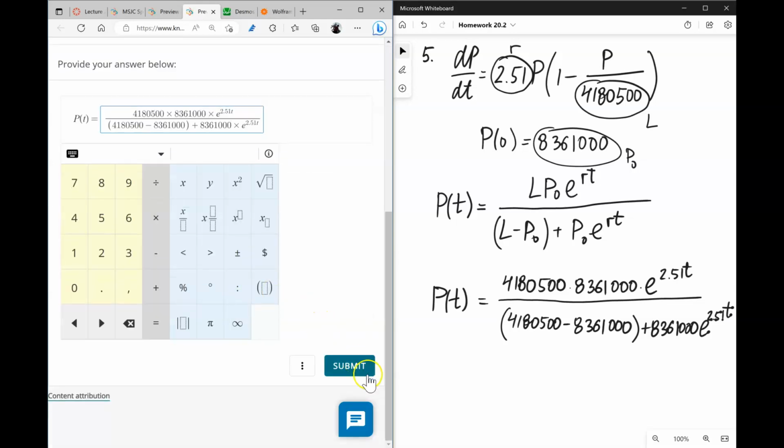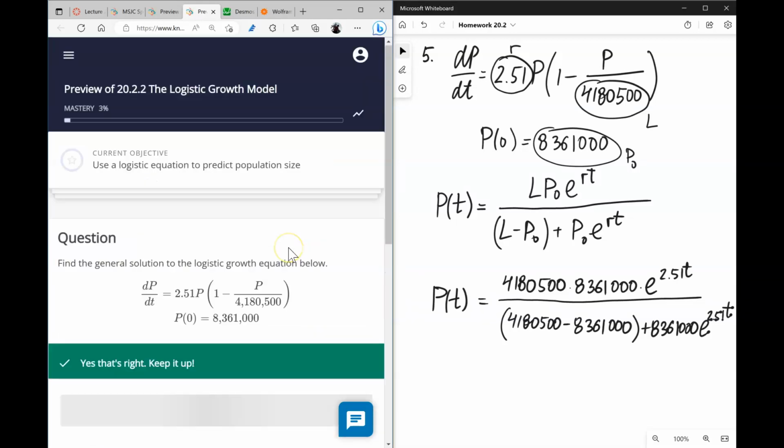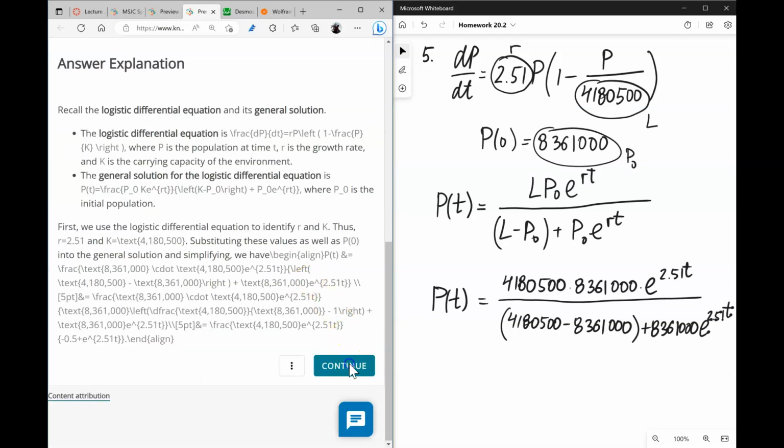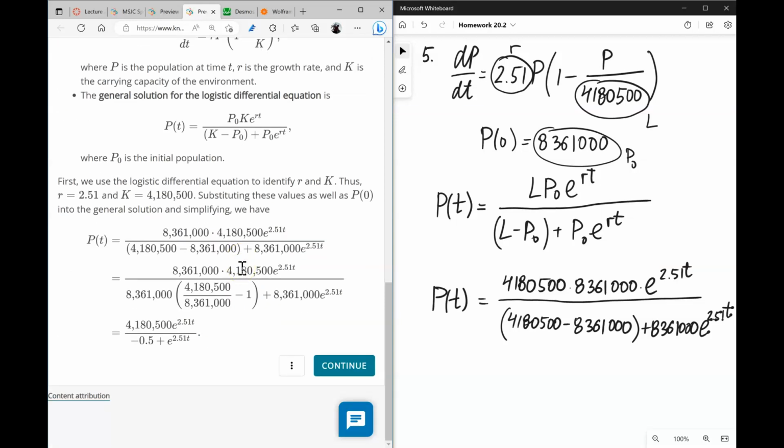I think I copied everything. And we're good. Now, why doesn't it look like this? To be honest, the truth is that this is not the simplest way to write this formula.